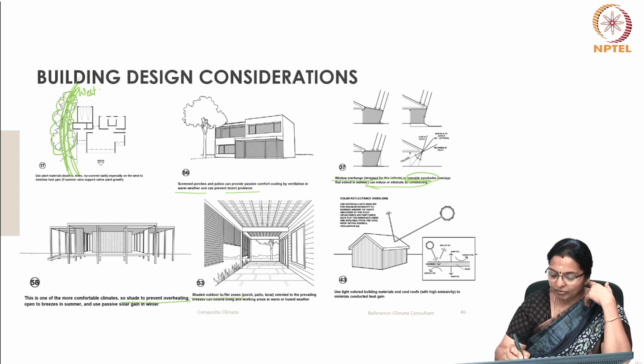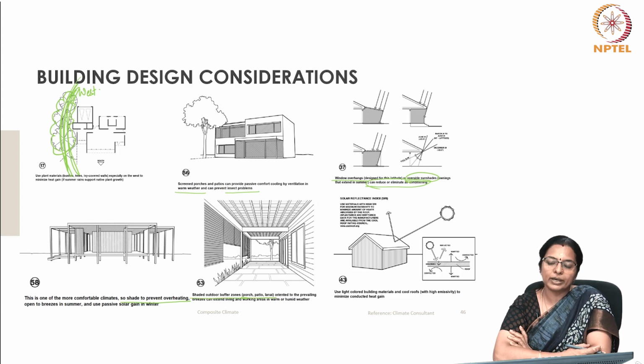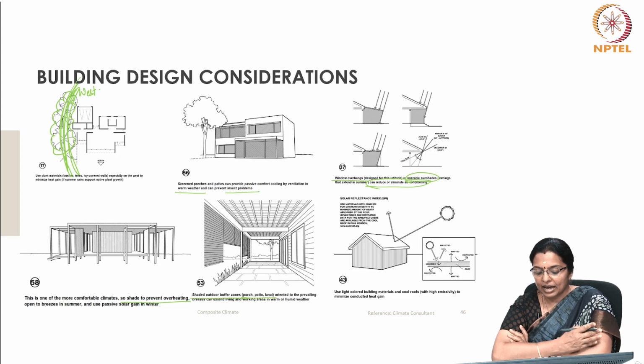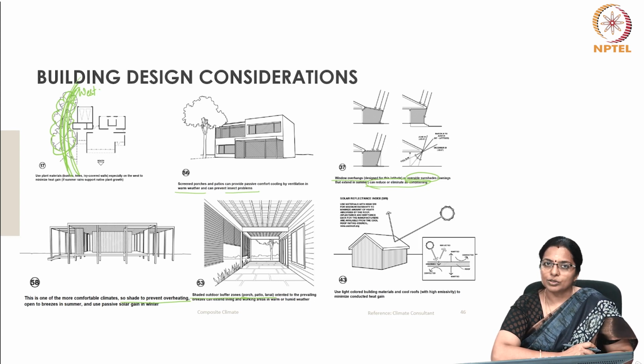Shaded outdoor buffer zones like porch, patio, lanai oriented to the prevailing wind directions can make very comfortable living spaces, especially during the warm and humid climate time. Using light colored building materials and cool roofs with high emissivity will also help.